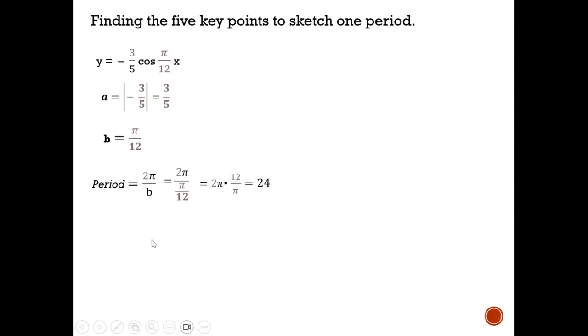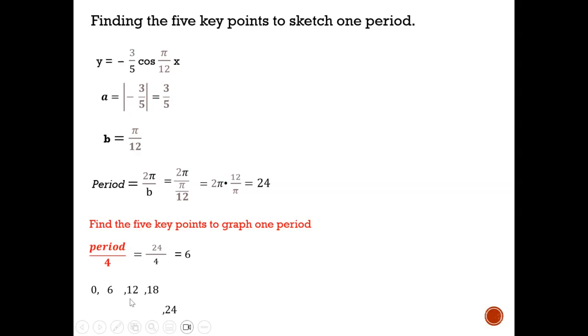So for the 5 key points, we divide the period by 4, which would be 24 divided by 4, which means we're going to count by sixes. So we start with 0, 6, 12, 18, and 24. And again, I know this is correct because the period, which is 24, matches the last x value of the point, 24. Okay, now I've got my points.